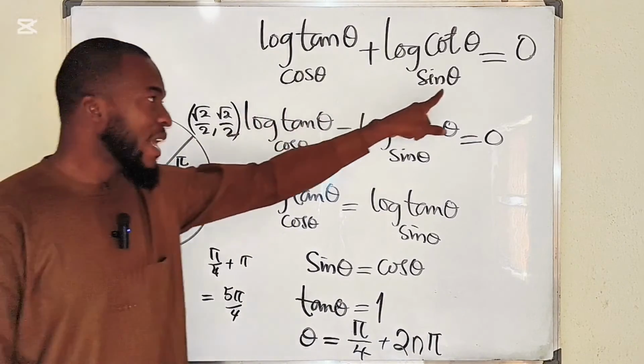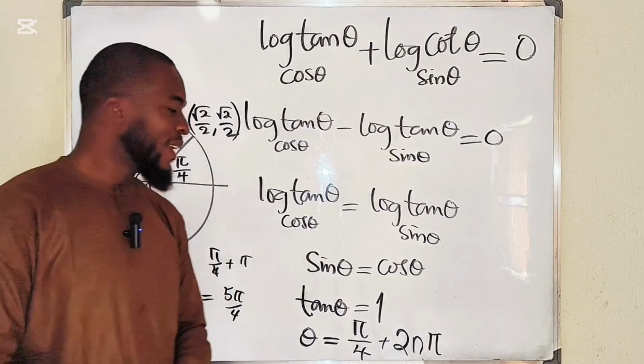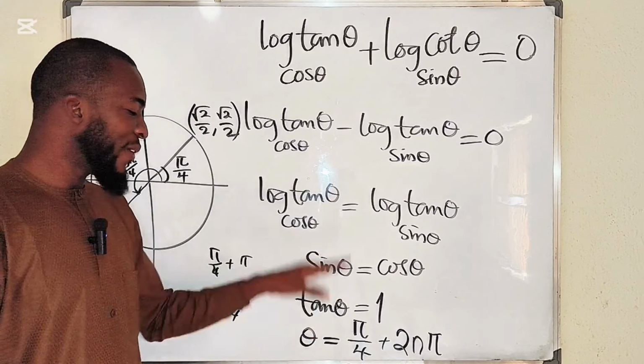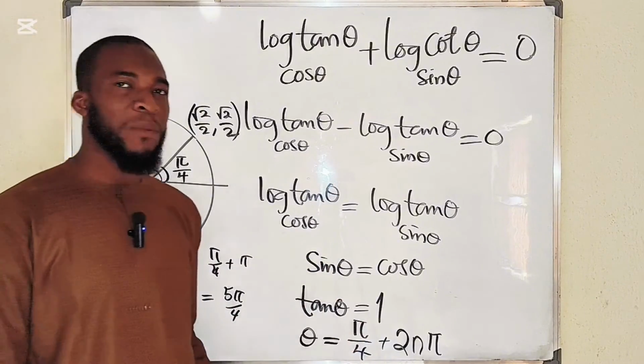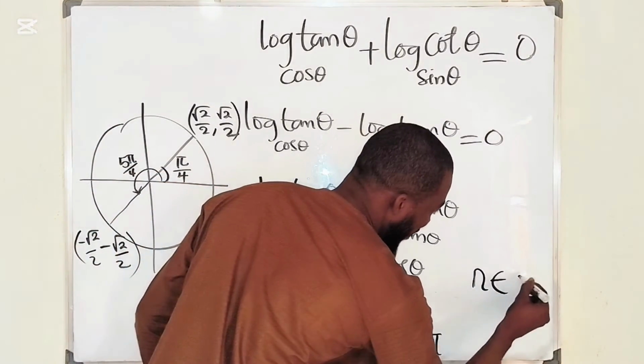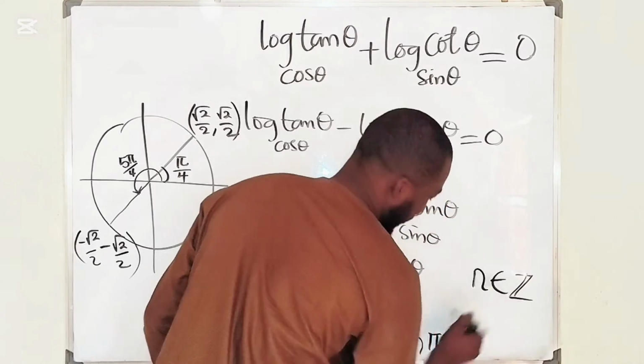And if we plug it here, it will definitely satisfy. So this is our general solution: theta equal to pi divided by 4 plus 2n pi, for which n is an integer.